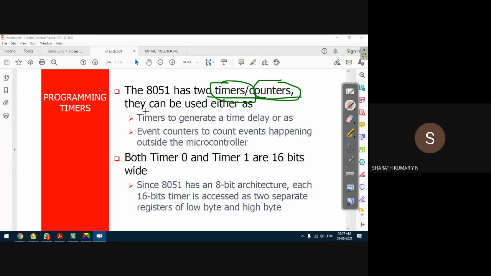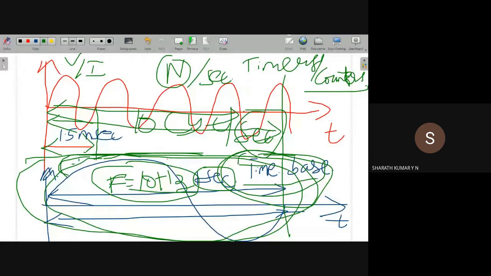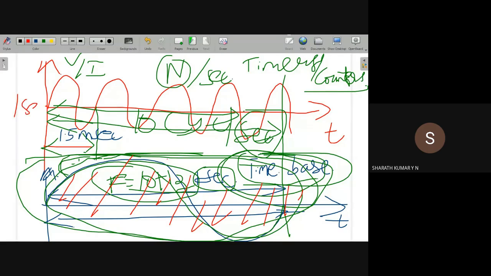So what is the basic purpose of these timers? They are used to generate time delay signals. What is the time delay? In this time base, we are generating, for example, a 1 second signal. This 1 second signal serves as the delay signal. Why do we call it a delay? We are generating a 1 second delay, a signal generated as a delay signal, so that some operation can happen.